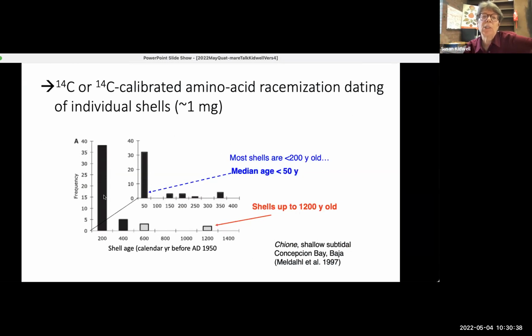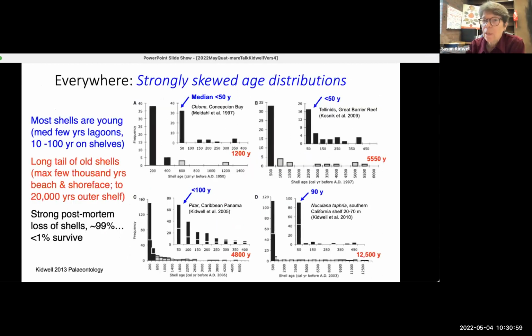And if we zoom in on just this first part, in fact, here the median age of all the shells is 50%. So information is not evenly distributed. It's not drawn evenly from all cohorts of shell input over the history of time-averaged accumulation, but it strongly favors the most recent dead. We find this over and over and over again.